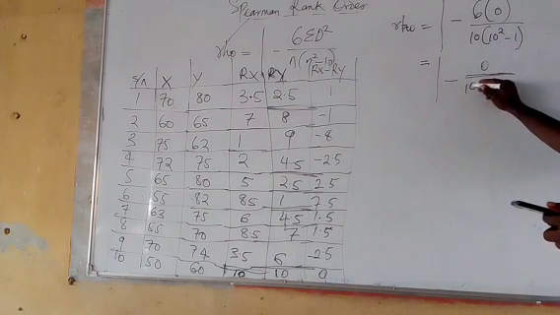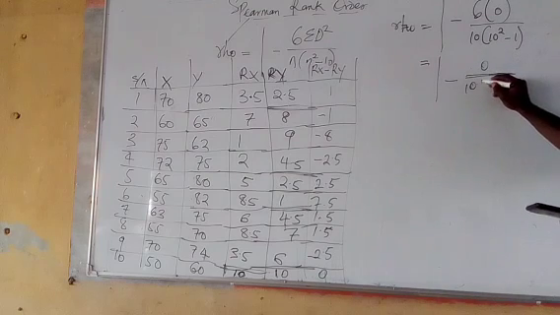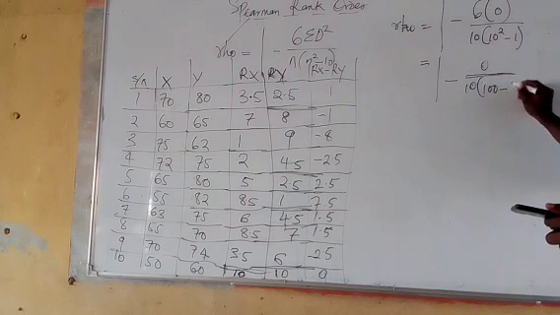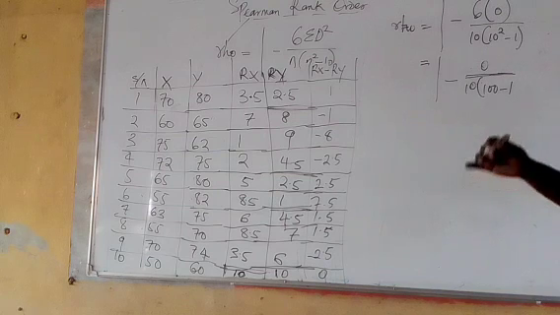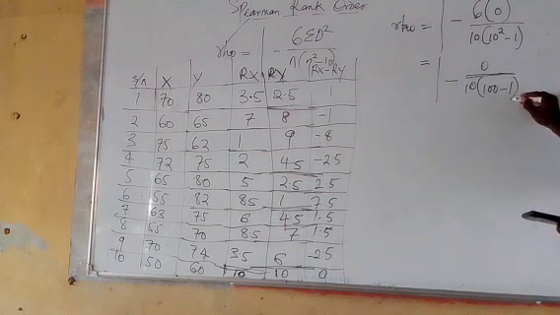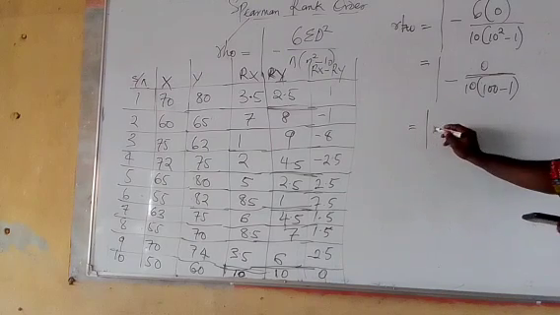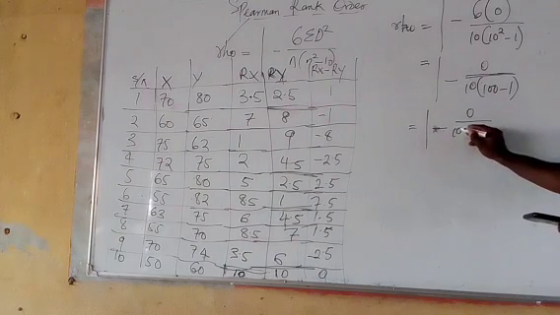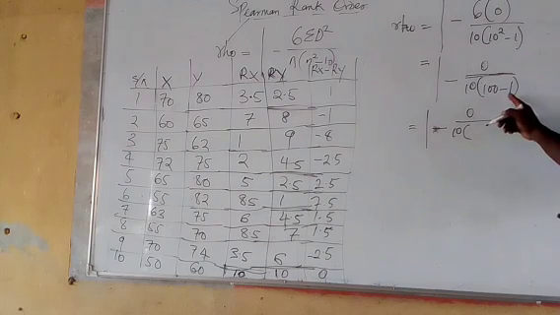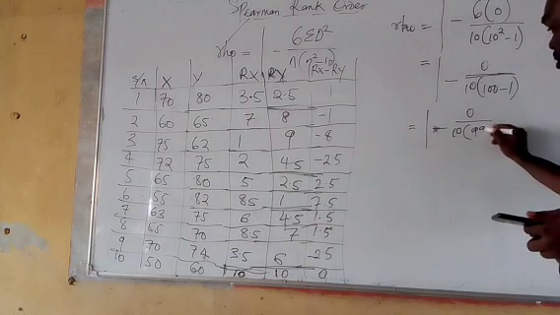10. 10 multiplied by itself. 10 times 10 is what? 100. You must show all working, step by step, so you'll be getting your mark. Each step has a mark. So you close it. You come back again, equals to 1 minus 0 divided by 10, bracket 100 minus 1. What is 100 minus 1? 99, right? We have 99.